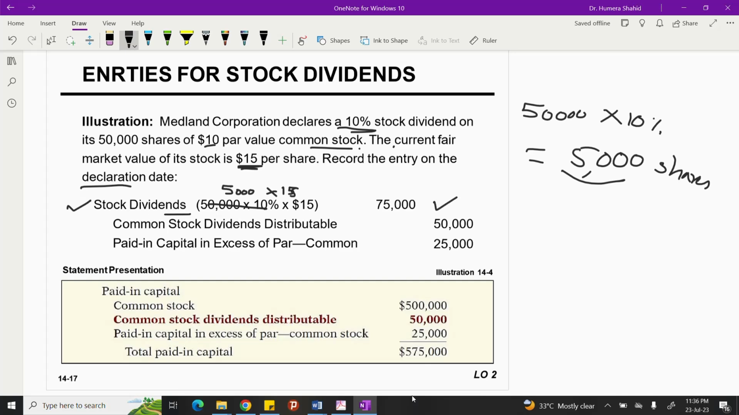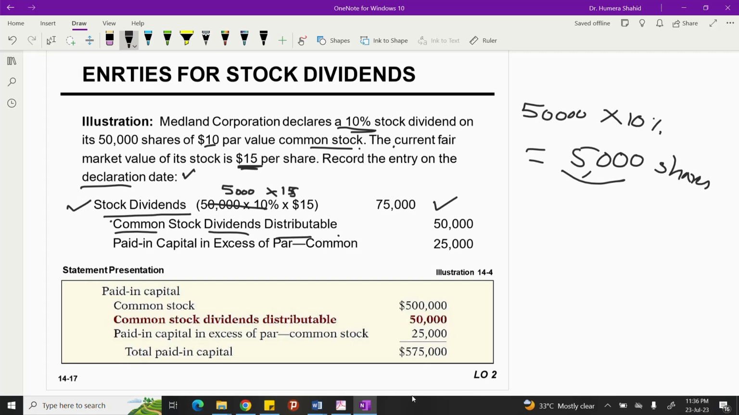Why are we debiting stock dividend? Because it reduces retained earnings. And then we have to credit common stock. But we are not issuing common stock on the declaration date. We still need to update the records on the record date about the new owners. So we will be issuing the common stock on the payment date, or you can say the issue date. So what shall I credit if I don't have common stock right now? I'll be using a temporary account of common stock, known as common stock dividend distributable.